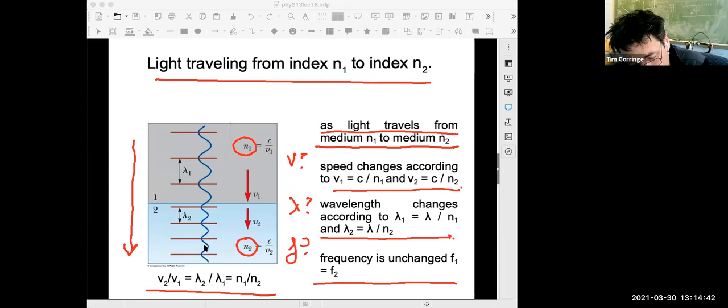And that's what's shown in this picture. The speed is bigger in the top region, refractive index n1, smaller in the bottom region. The wavelength is bigger in the top region, refractive index n1, smaller in the bottom region, refractive index n2.